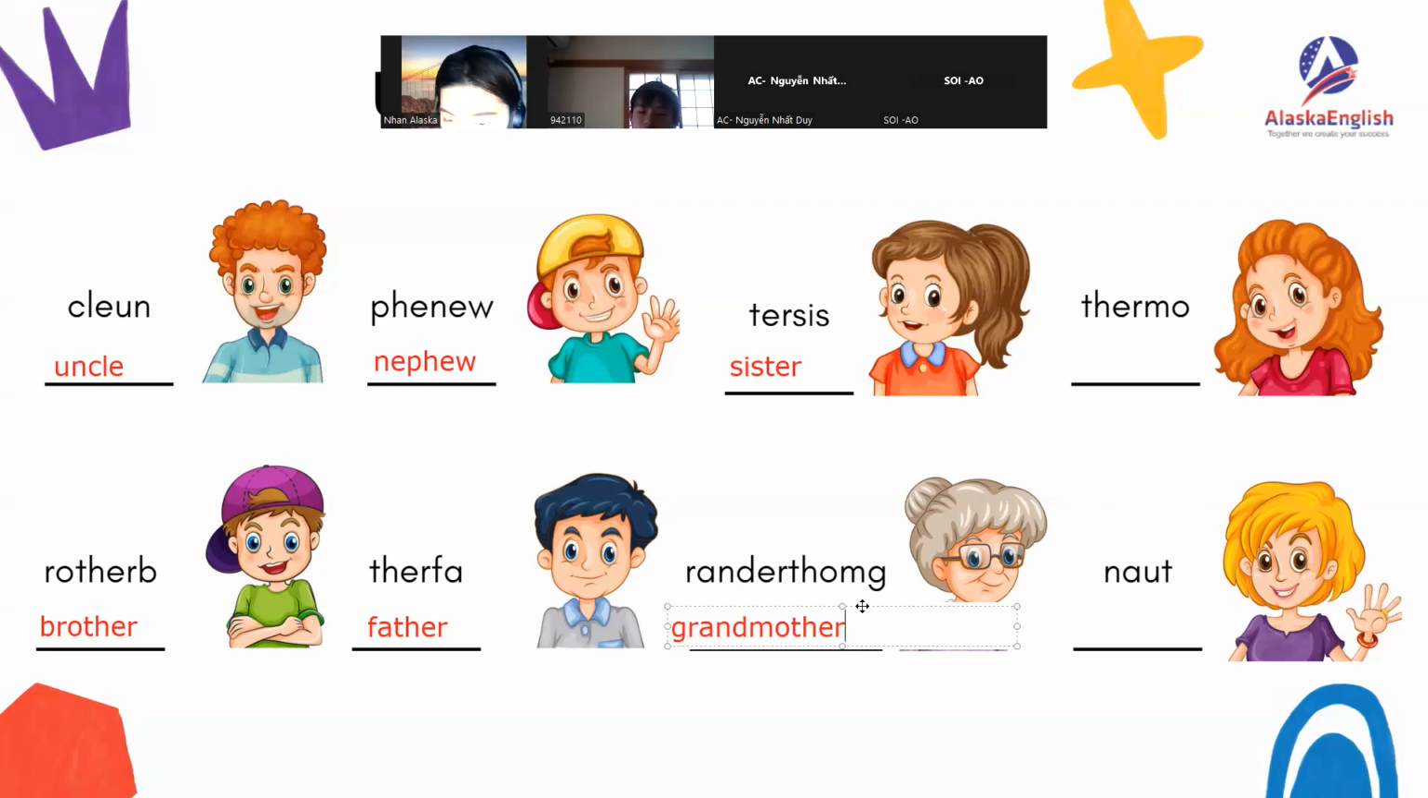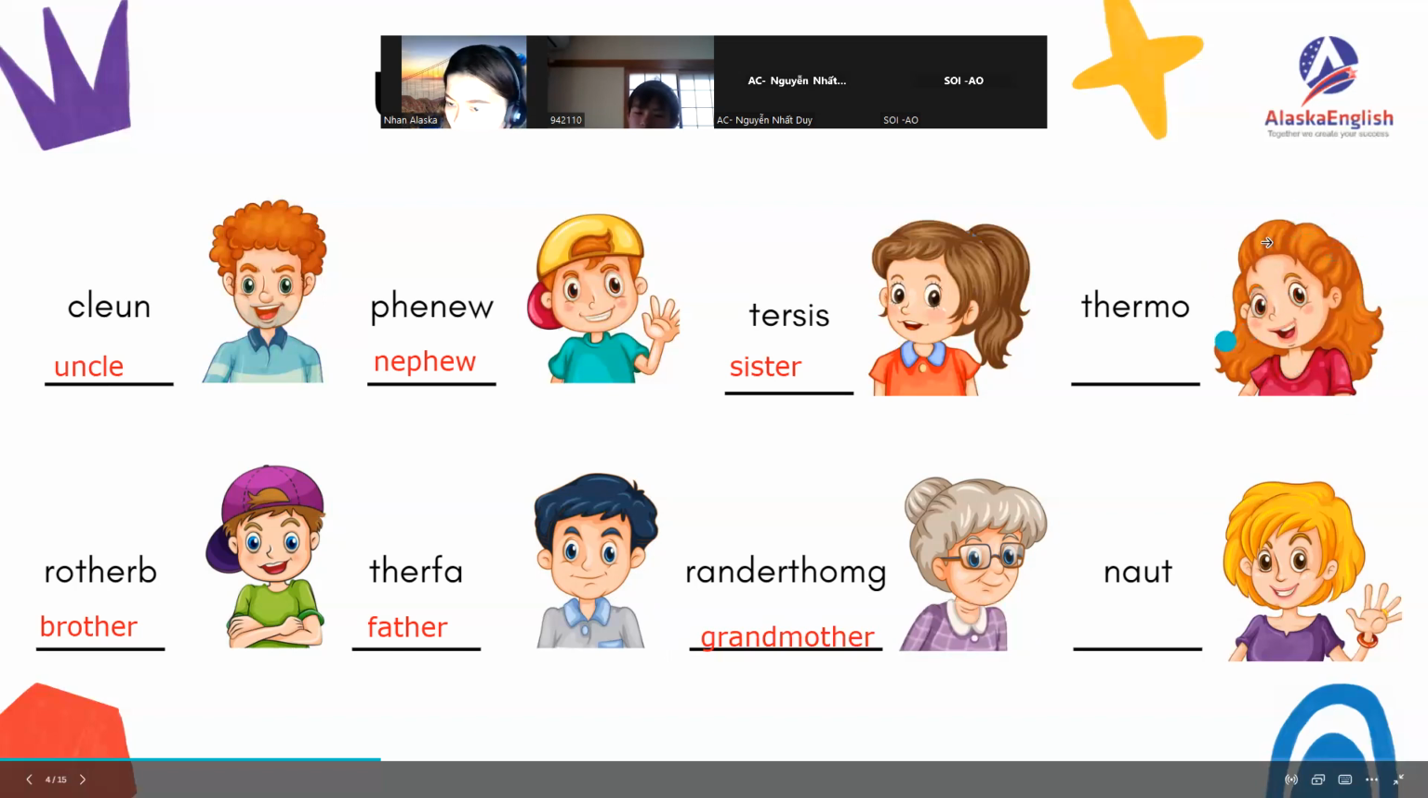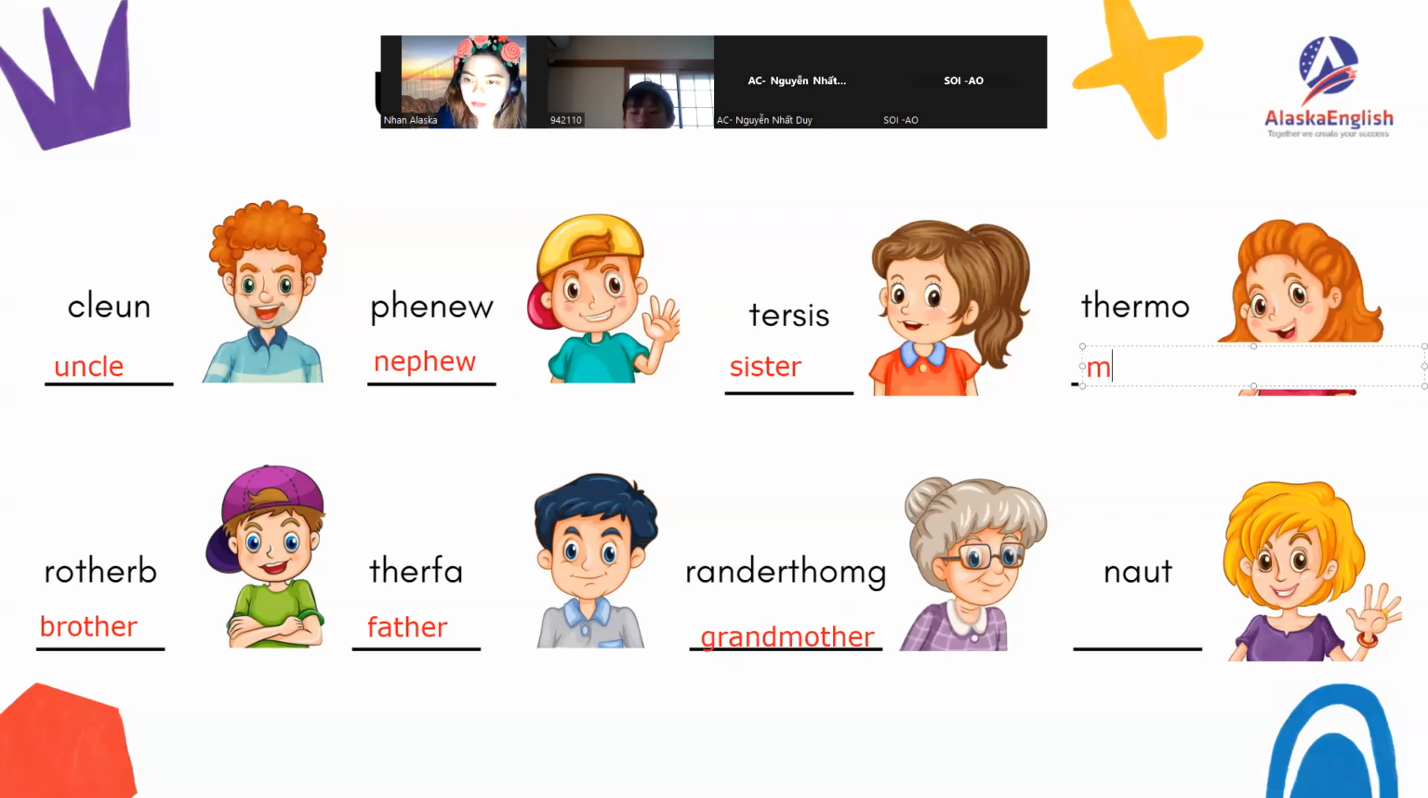So we have grandmother. How about her? Who is she? Mother. All right, how do you spell mother? M-O-T-H-E-R. All right, next. Who do we have right here? Is it Dì or cô?